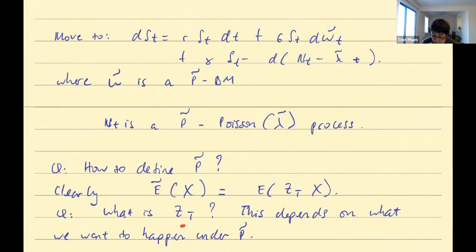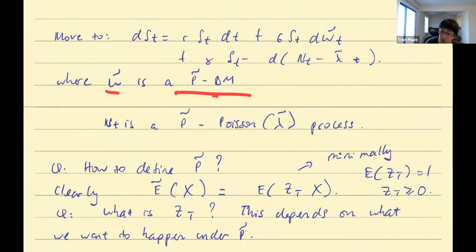Z_t having expectation equal to 1 is the minimal requirement. You want that, but more, because that just characterizes any change. This is some very specific change you want. You want W tilde to be a P tilde Brownian motion, and you want N_t to have a different drift. And that's why Z_t must be more specific.